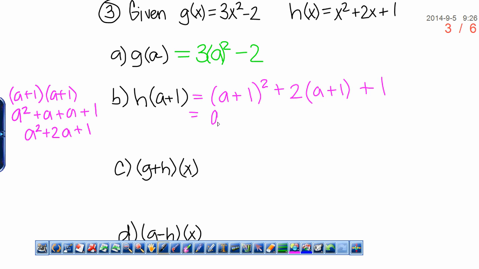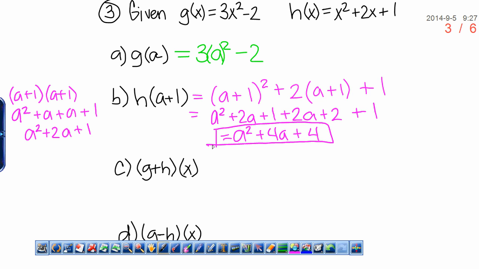All right, so this gives me a squared plus 2a plus 1. And then what am I going to do here? Just distribute. Okay, good. Plus 2a plus 2. And then plus 1. So, yep, go ahead and combine like terms. And what do we get? a squared plus 4a plus 4. Questions? Cool.